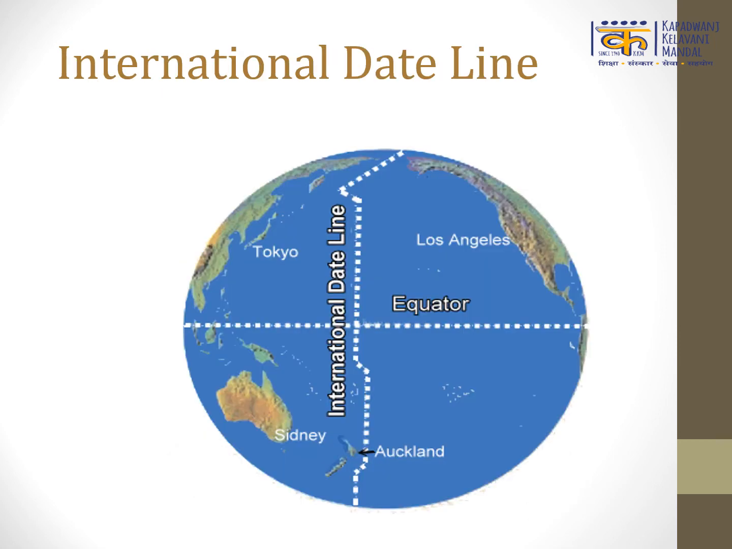What is international date line? 180-degree longitude is called international date line. It is just one longitude. The date and time changes when we cross this line. It passes through the Pacific Ocean. It is exactly not at 180 degree at some places. It is in zigzag form.